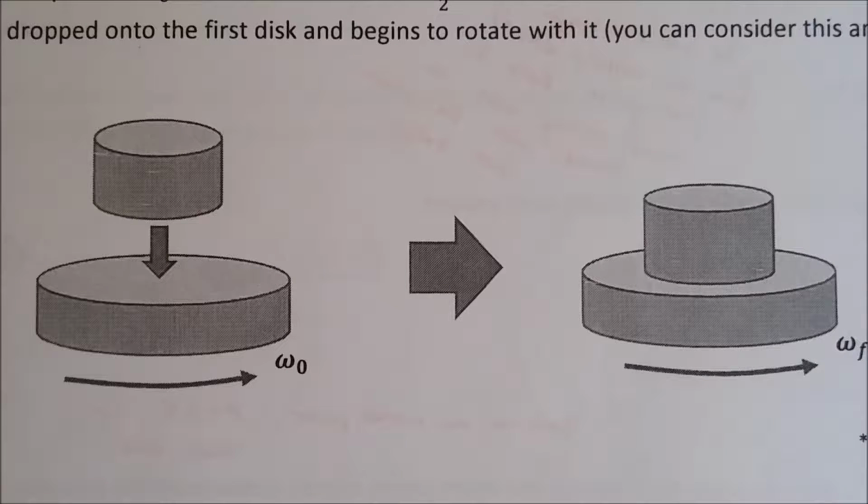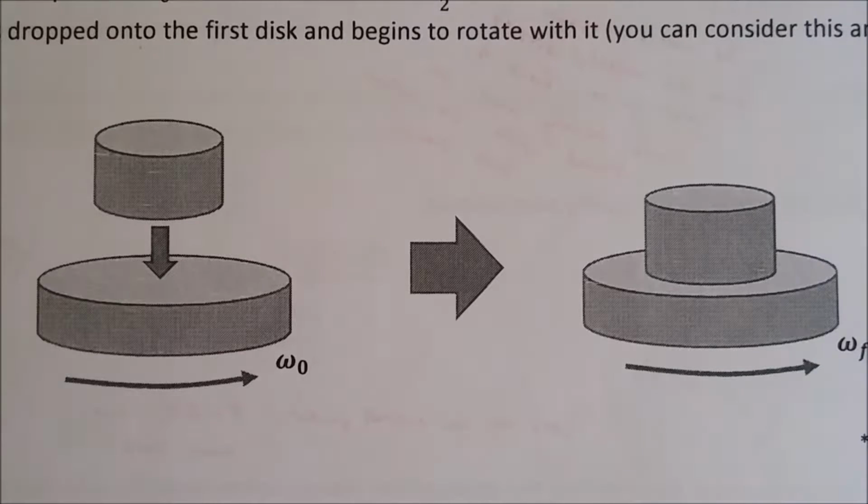In question 1, a disk of radius r and mass m rotates without friction around a vertical axis with an initial angular speed of omega naught. A second disk of radius 1/2 r and mass 2m that is aligned with the axis of the first disk is dropped onto the first disk and begins to rotate with it in an inelastic collision.